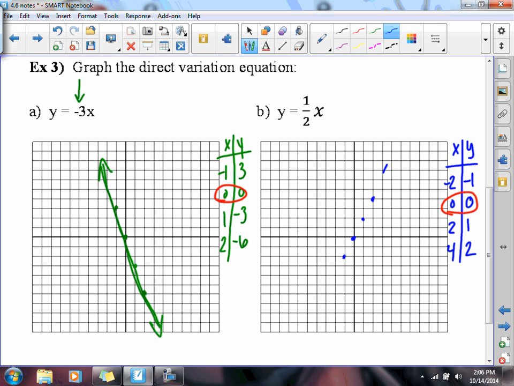There we go. So when you're graphing these equations in your homework tonight, if they don't go through 0, 0, go back and double check your work. Now this line was going up, and that's good because our constant was positive, so that tells me my line should be going up. So that's a way that you can double check your work.